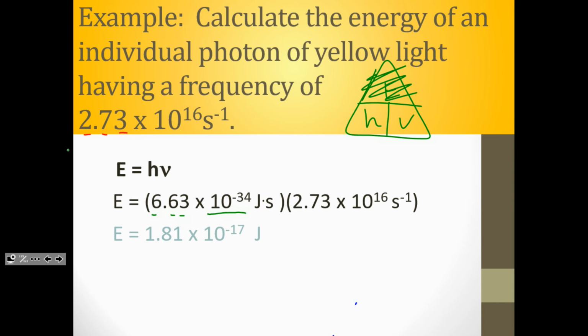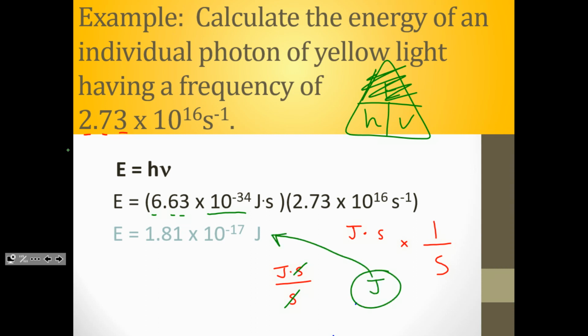A quick word on units. We have joule seconds, and we're multiplying it by 1/seconds. So what we get is joules times seconds over seconds. And what we know of units is that they can cancel out top and bottom, and we are left with joules. So it makes sense that we have joules there.